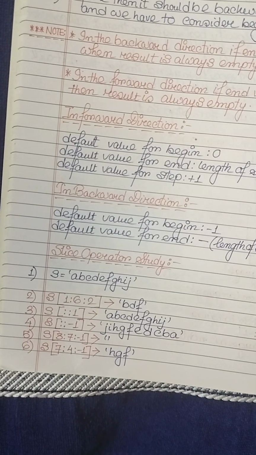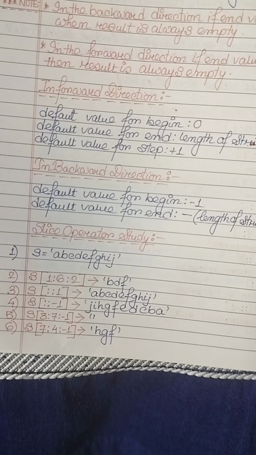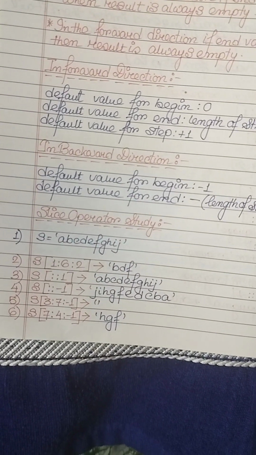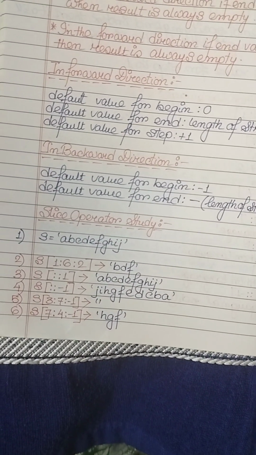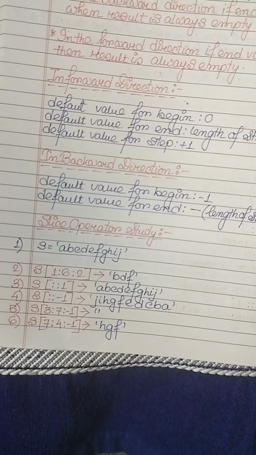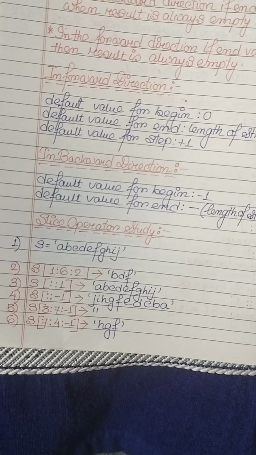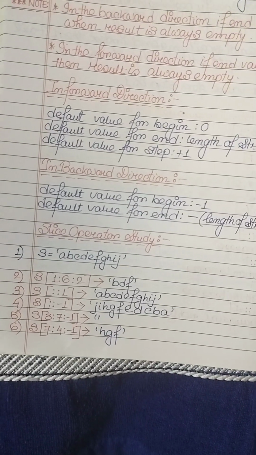In number 4, S is without begin and end value. The step value is minus 1. So it will print from the backward direction: J, I, H, G, F, E, D, C, B, A.